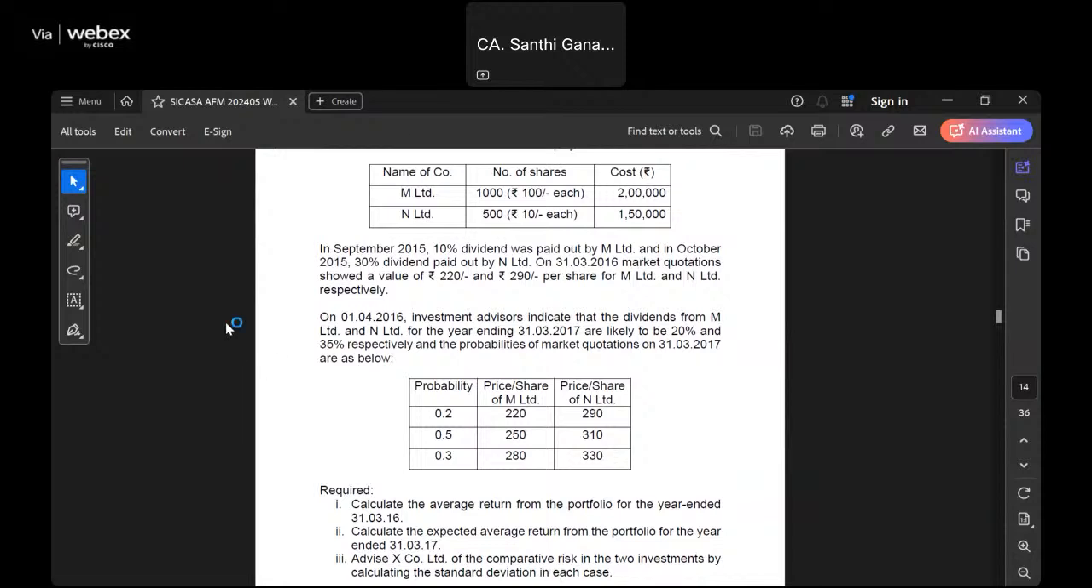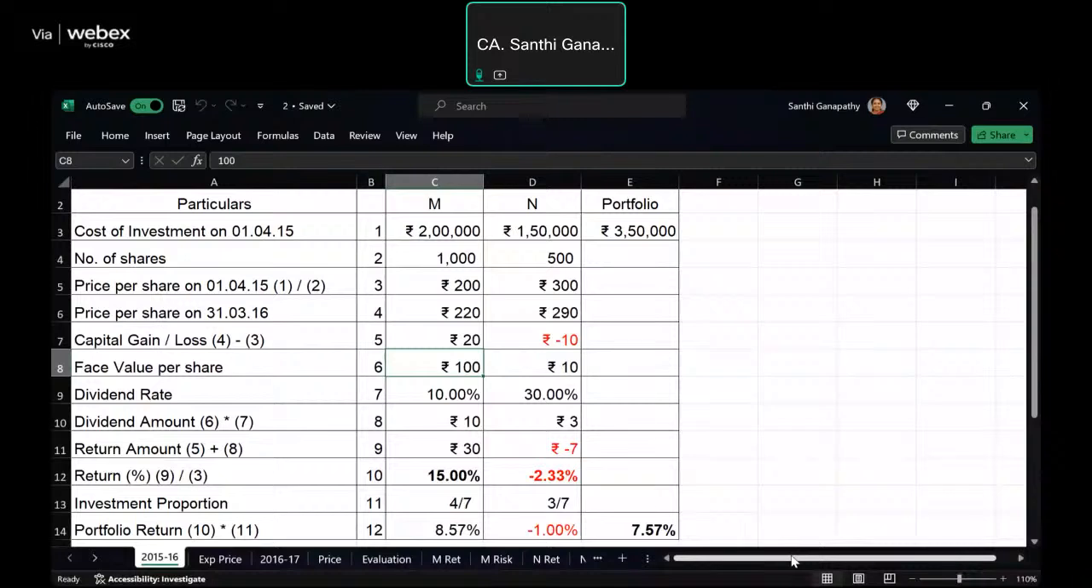Now, how do we go about solving this problem? First, we need to do for the year 15/16. Calculate the average return from the portfolio for the year ended 31/3/16. So, for 15/16, what is the return? Again, here, we know return is made up of 2 components, income and capital appreciation. So consider that. Find the answer.